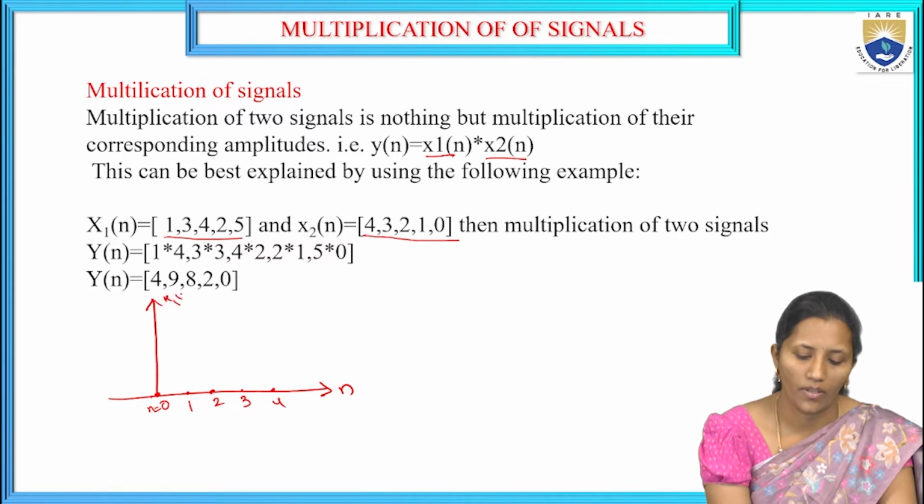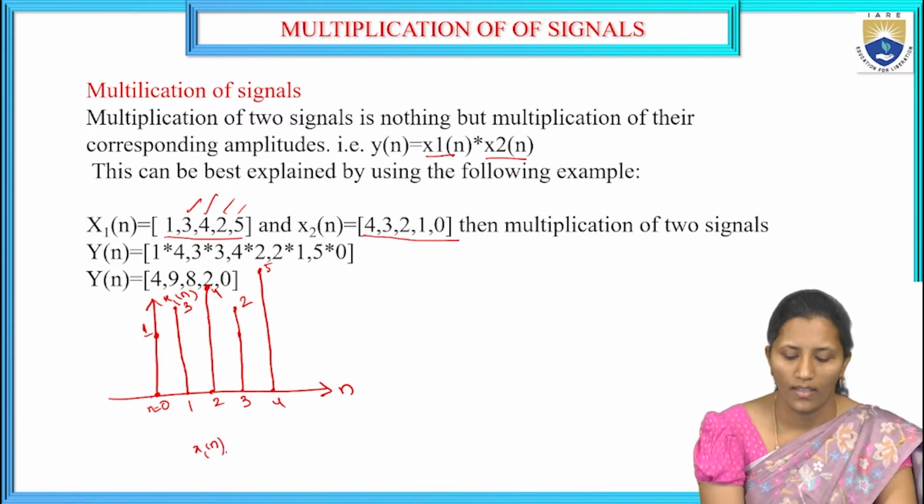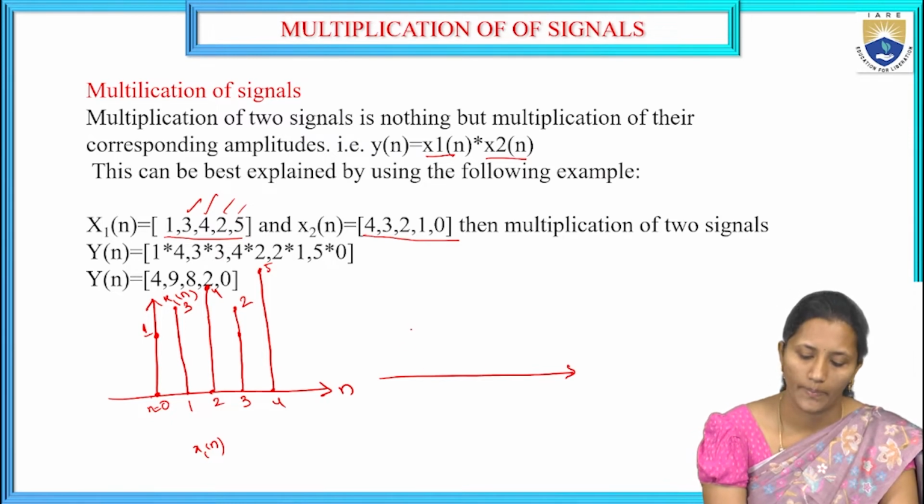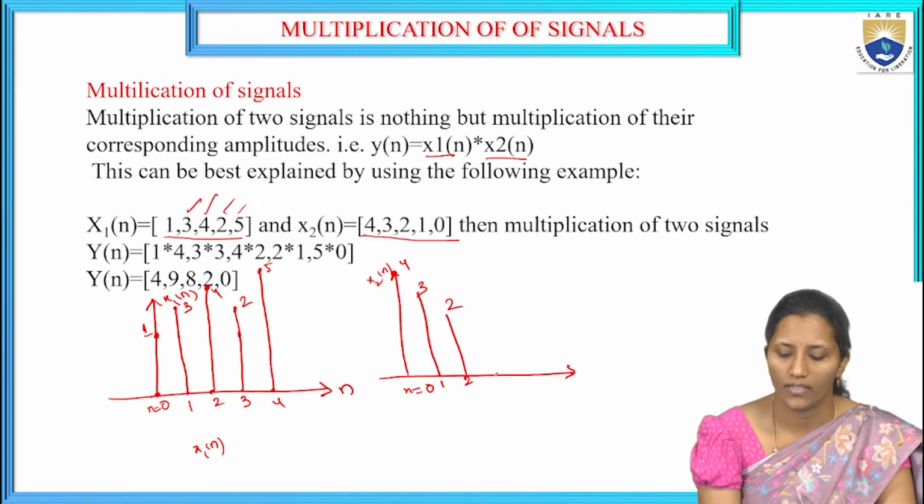The y-axis denotes the magnitude. This is x1 of n. The magnitude for n is equal to 0 is 1. In the graphical representation, it is 3 for n is equal to 1, for n is equal to 2 it is 4, for n is equal to 3 it is 2, and for n is equal to 4 it is 5. So, this is the x1 of n signal, and the x2 of n signal: for n is equal to 0, the magnitude is 4. For n is equal to 1, it is 3. For n is equal to 2, it is 2. For n is equal to 3, it is 1. For n is equal to 4, it is 0.